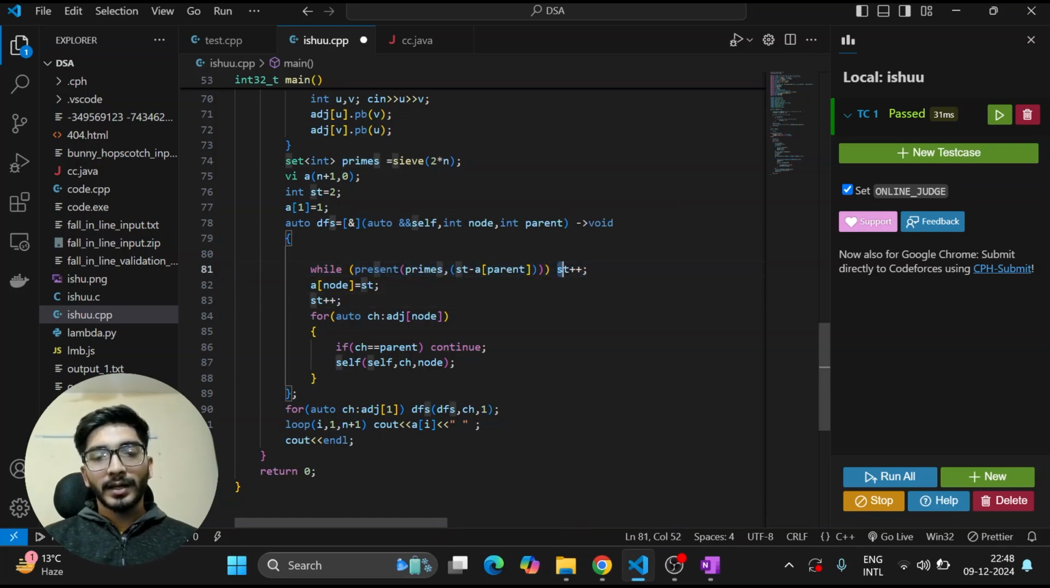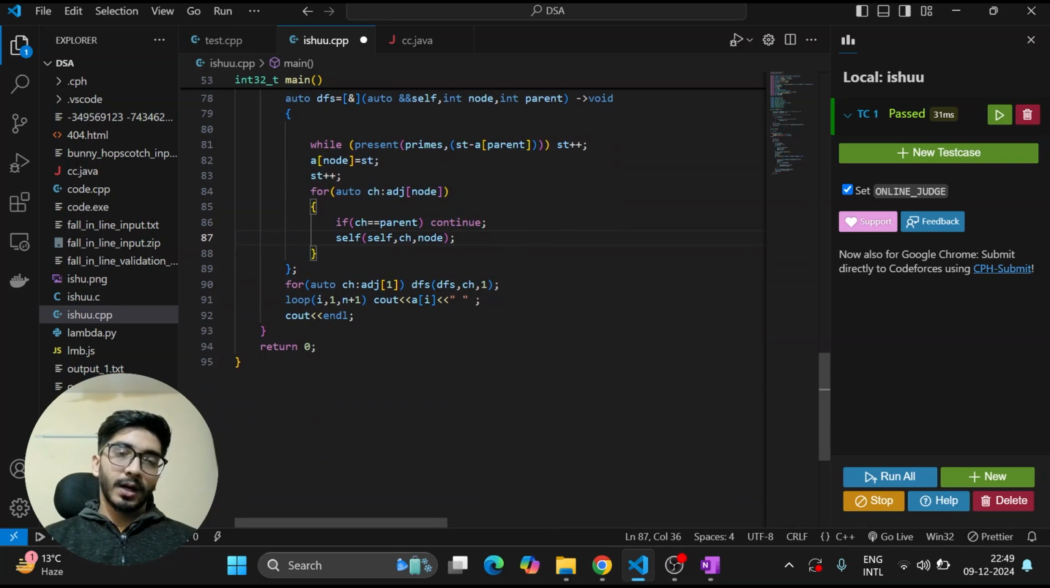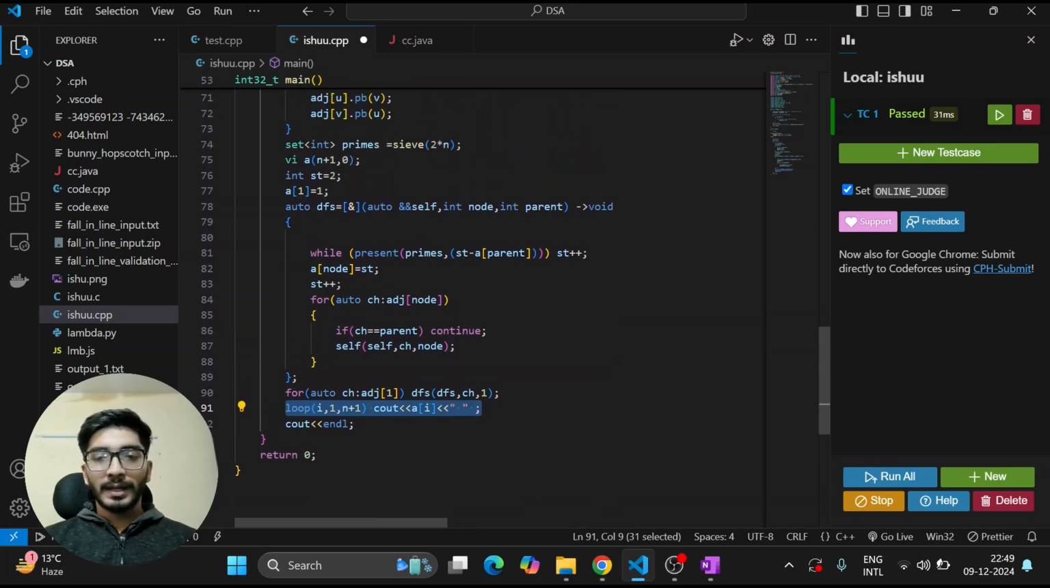I'm going to increment my pointer, which is st, and whenever I am satisfied that the given starting pointer is not giving me a prime difference, I'll put it in my array A, and I'm going to increment this for the further calls, and then I can make the DFS calls from here. And for every child of 1, I'm going to call this DFS, because for the initial first node I had already put this value 1. So after that, just print this array A, and this was the code for problem D.